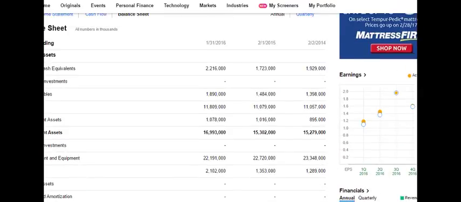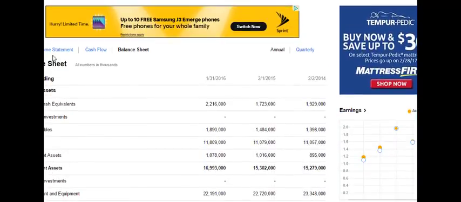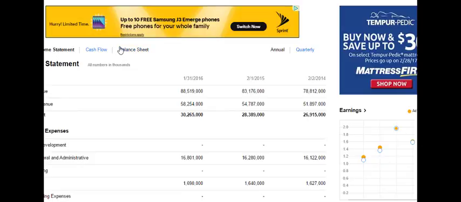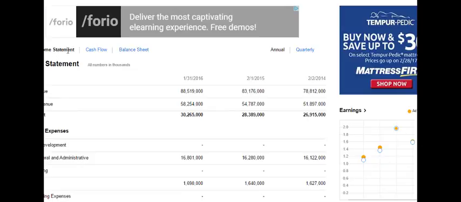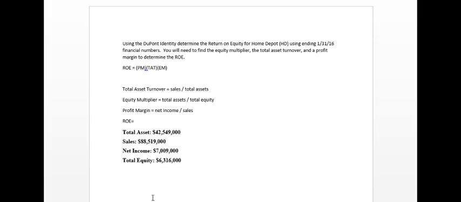So I am in the Yahoo Finance pages of the Home Depot. We have the income statement, cash flow, and balance sheet. So let's start off on the income statement. Total revenue, that's the same thing as total sales, 88,519,000. So I just took that number and put that in, 88,519,000.